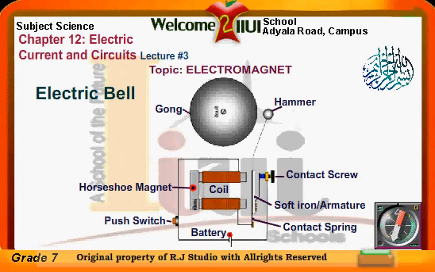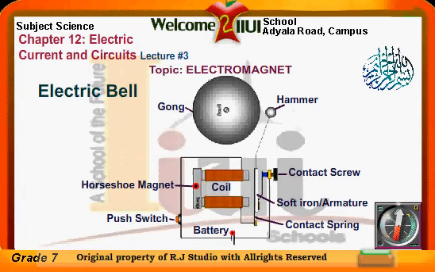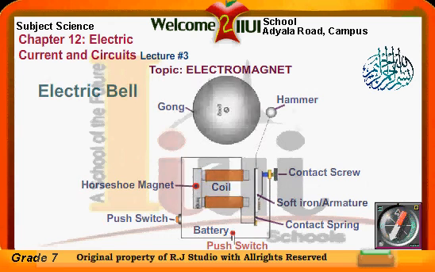This is a push-button switch, which is just a switch we press when we ring the bell. This is the horseshoe magnet having a coil of wire around it. This will act as an electromagnet when current flows through it. So we can see the circuit and how it is formed. This circuit is not complete yet. Students, why is it not complete? Actually, we haven't pressed the push switch.